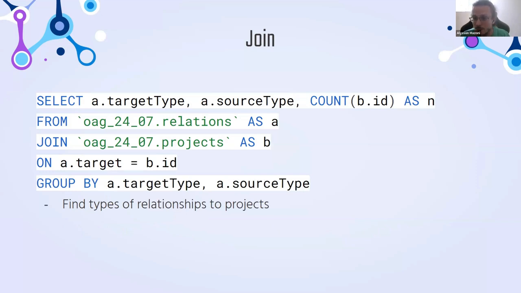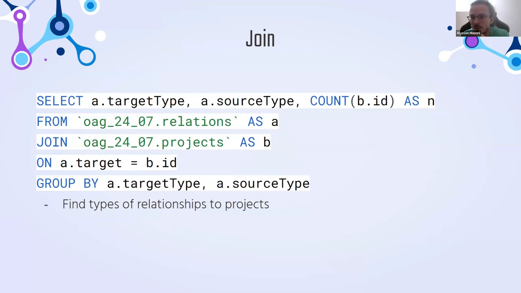For example, I want to count. In this case, I want to count all types of relationships the project has in the OpenAIRE graph. So I will group by target type and source type, making every distinct combination of both. I can have repetitions of target type but for different source types, and repetitions of source type but for different target types. And then for the combination of both, how many times do I have a project relating to something else? Then I count the ID. I'm counting distinct values, I'm counting non-null.